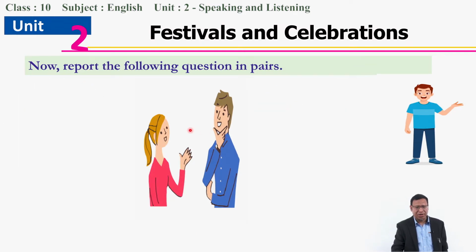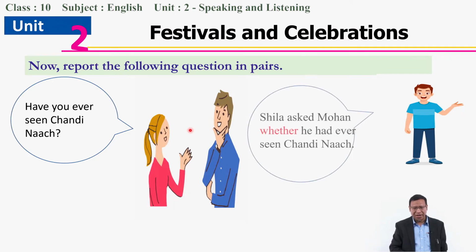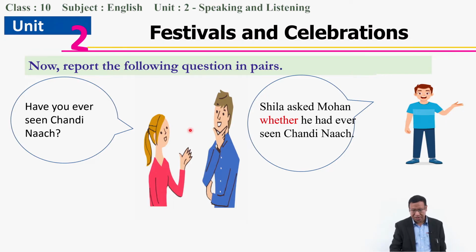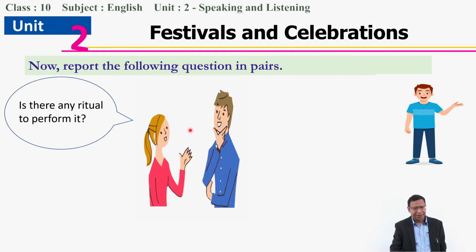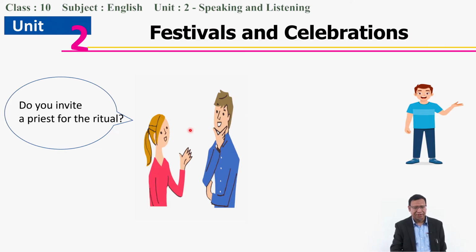Let's go ahead. Next one. Working in pairs, please ask this question: "Have you ever seen Chandinath?" That's the question you can ask. And how will you report? Look at this reporting: Sila asked Mohan whether he had ever seen Chandinath. That's how you can change. Let's go ahead. "Is there any ritual to perform it?" Sila asked Mohan if there was any ritual to perform it. So you can practice like this. "Do you invite a priest for the ritual?"